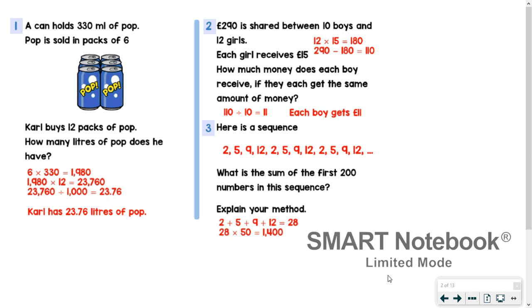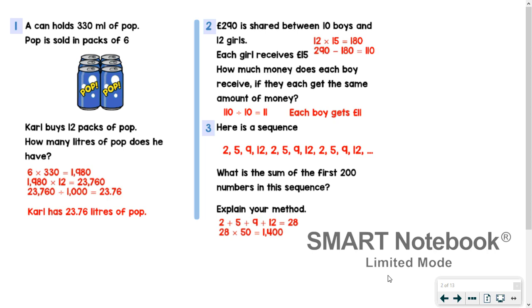Second question. 290 pounds is shared between 10 boys and 12 girls. Each girl receives 15 pounds. How much money does each boy receive if they get the same amount of money? So each girl receives 15 pounds. We know there's 12 girls. Okay, so we do 12 times 15, because 12 lots of 15 pounds equals 180.